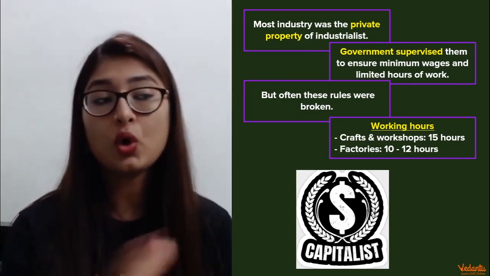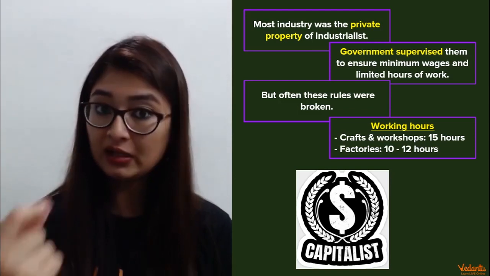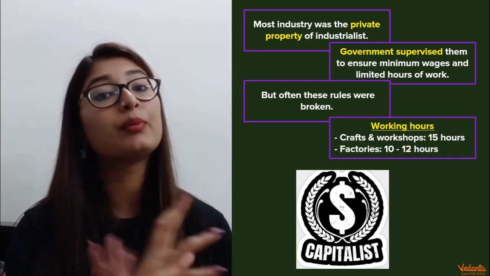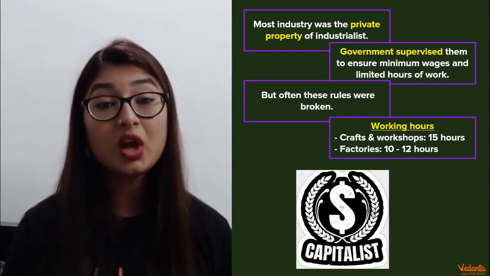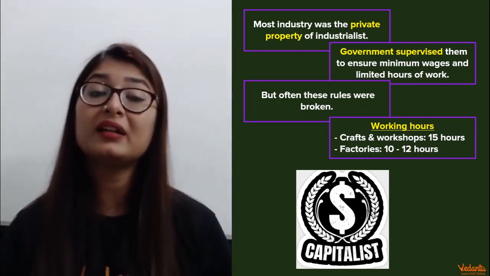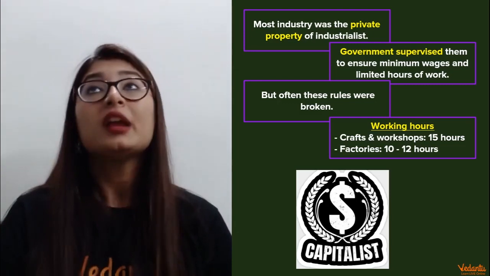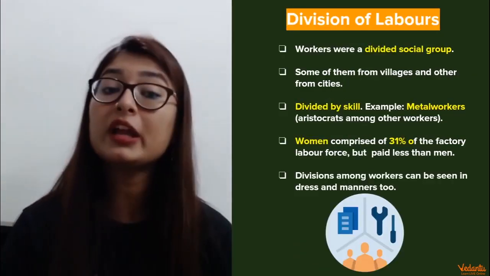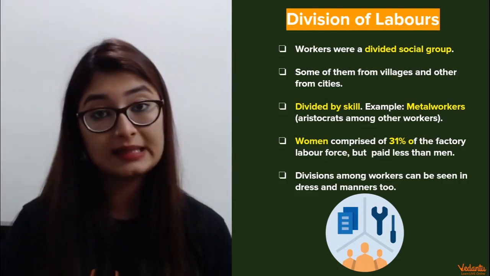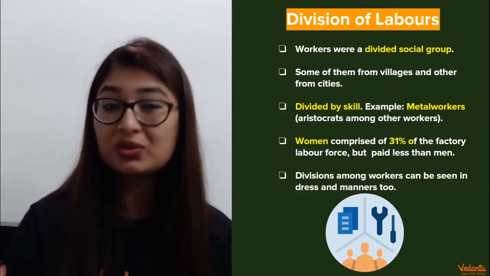As a result, all these rules which were defined and given by the government were being broken by the people. The working hours of the craftsmen in the workshops went up to 15 hours, and in the factories up to 10 to 12 hours. Can you imagine, out of 24 hours in a day, these were the number of hours these guys were working continuously? And this is what they wanted to change.